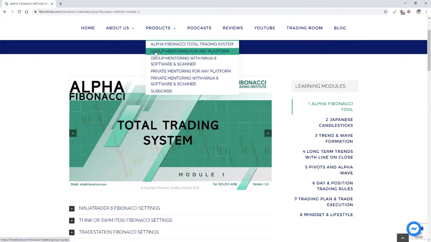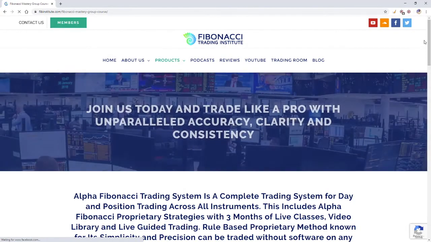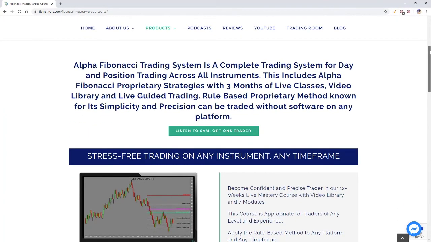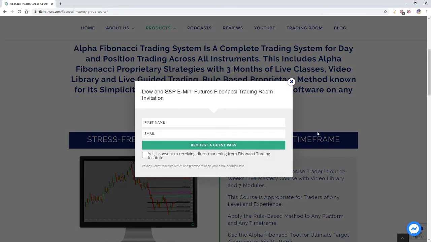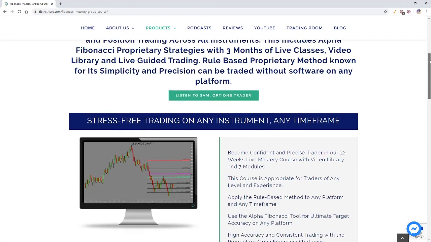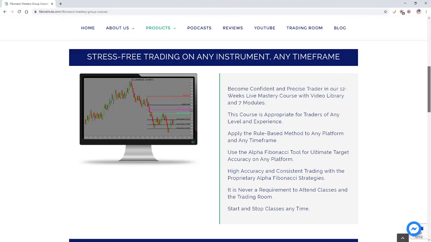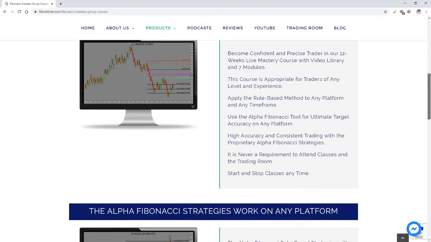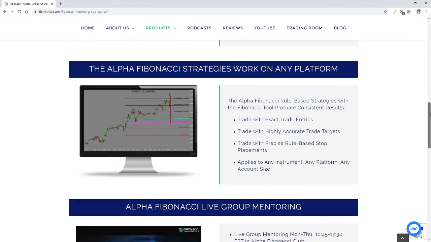Software for NinjaTrader 8. Option without software for any platform. It's the least expensive option you can see on the bottom. The system without software has been available for the last 10 years. It includes Alpha Fibonacci proprietary strategies, 3 months of live classes, video library, and live guided trading. It is a rule-based proprietary method known for its simplicity and precision and can be traded without software on any platform. And that's 4 different options.